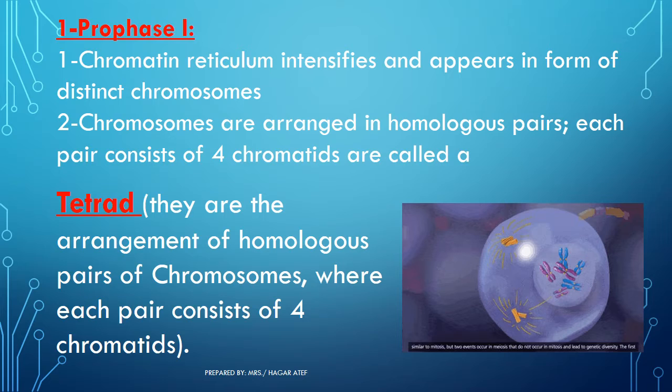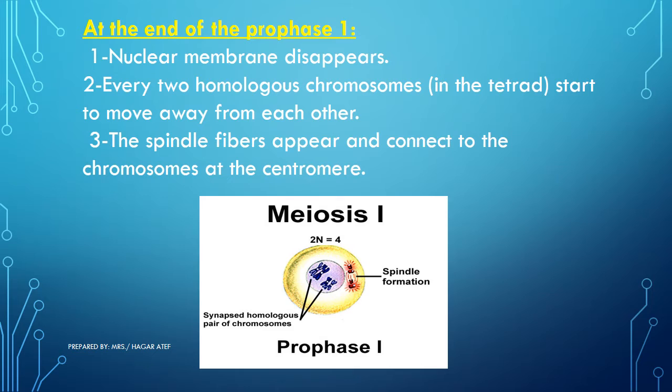Prophase 1. Chromatin reticulum intensifies and appears in the form of distinct chromosomes. Chromosomes are arranged in homologous pairs. Each pair consists of 4 chromatids and is called a tetrad. They are an arrangement of homologous pairs of chromosomes where each pair consists of 4 chromatids. At the end of prophase 1, the nuclear membrane disappears. Every 2 homologous chromosomes in the tetrad start to move away from each other. The spindle fibers appear and connect to the chromosomes at the centromere.